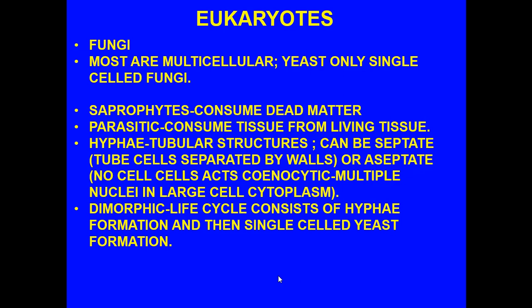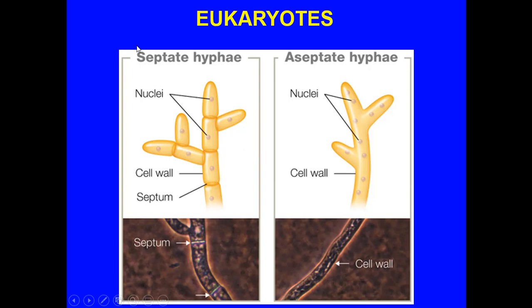So in other words, you get single-celled if it's a dry, hostile environment, and then if you get into a nice, moist, dark environment like the lung, you start sprouting out in a hyphae formation. So that's dimorphic conditions. Now here you see the septate hyphae.